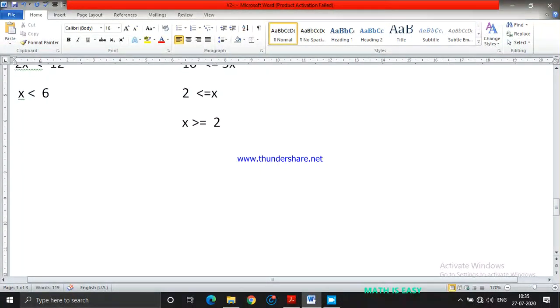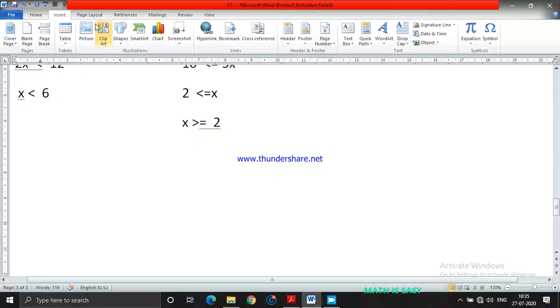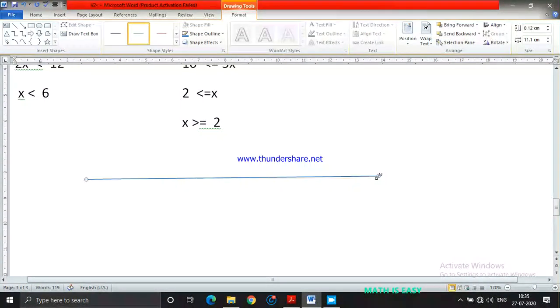Okay. So you have the two solutions. One is x is less than 6. Another is x is greater than or equals to 2. So let me draw the number line. Without the number line also you can decide, but the number line will help you understand. One is x is greater than or equals to 2, another one is x is less than 6. So what numbers will satisfy? All those numbers from 2 to 6 will satisfy our requirements.